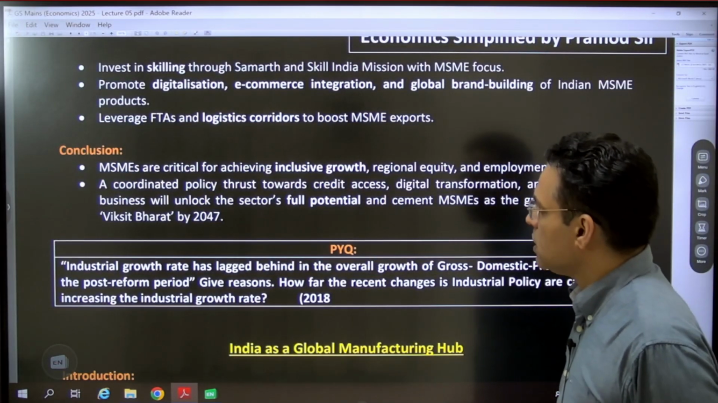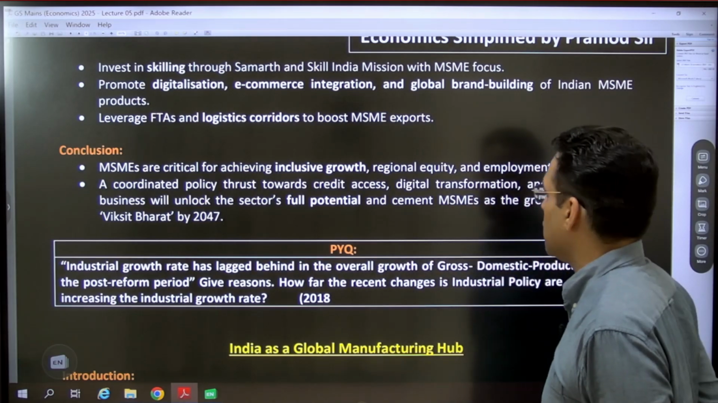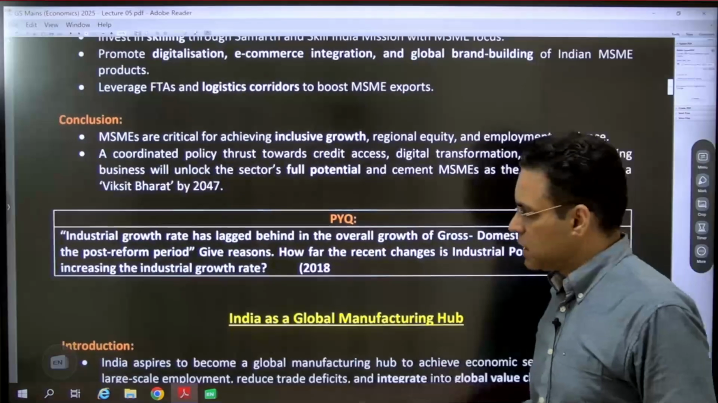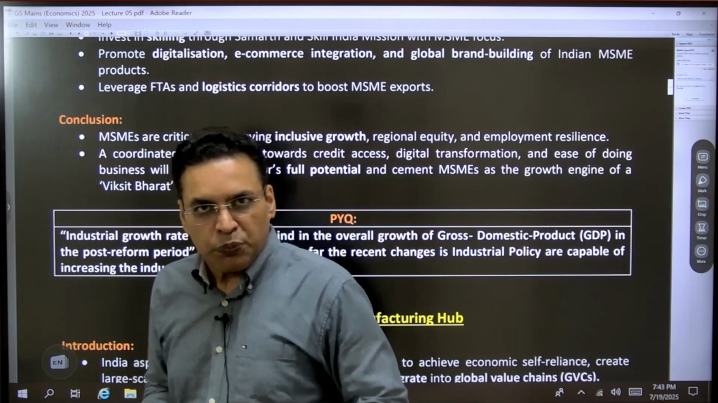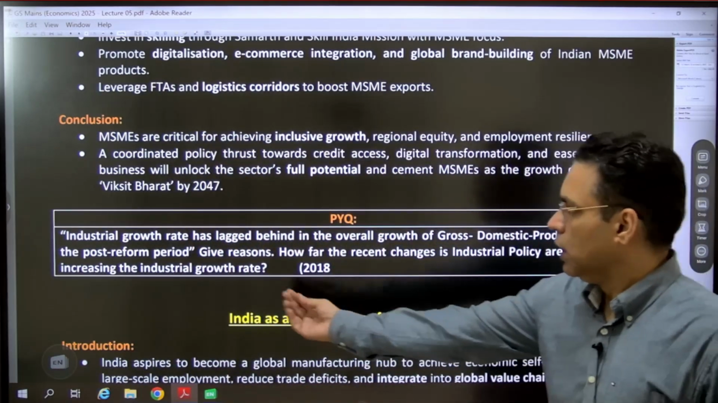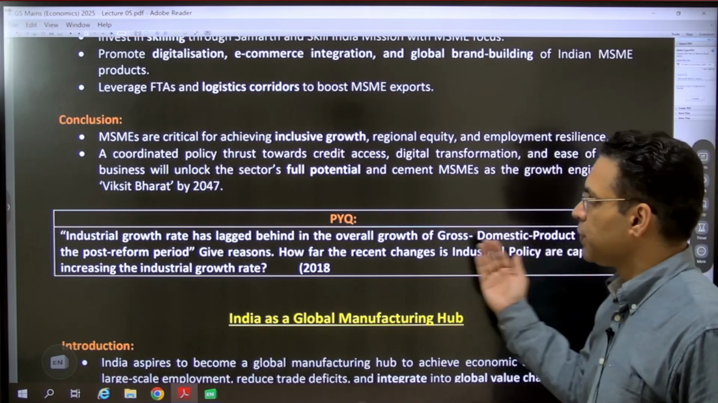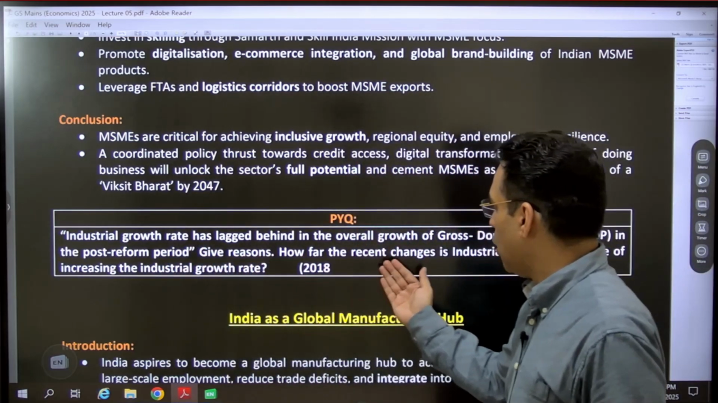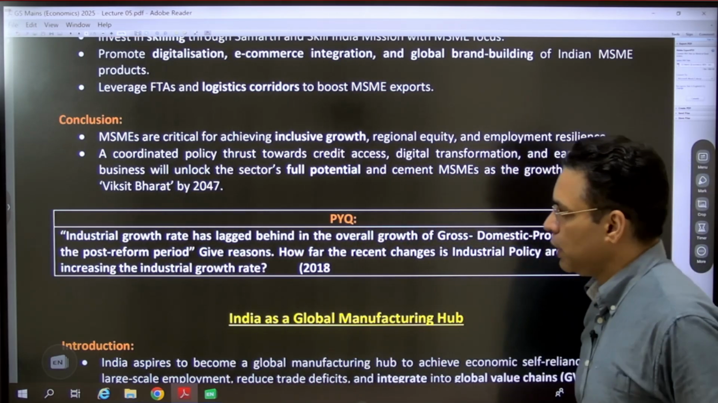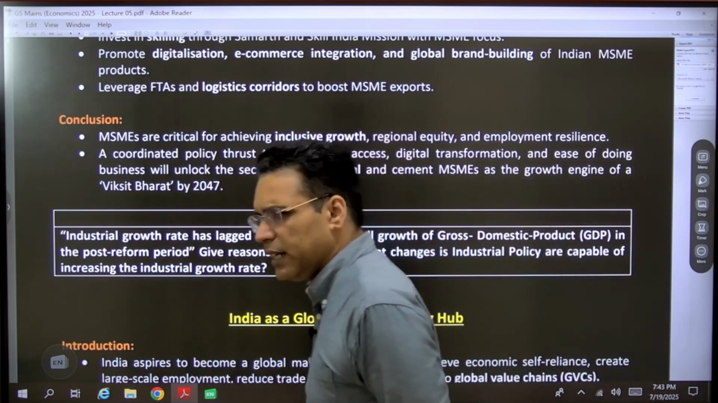A coordinated policy thrust towards credit access, digital transformation and ease of doing business will unlock the MSME sector and help India achieve the Viksit Bharat goal. Now see the question: Industrial growth rate has lagged behind overall growth rate of domestic GDP in the post-reform period. Give reasons how the recent changes in the industrial policy are capable of increasing the industrial growth rate. ये 18 का question है.